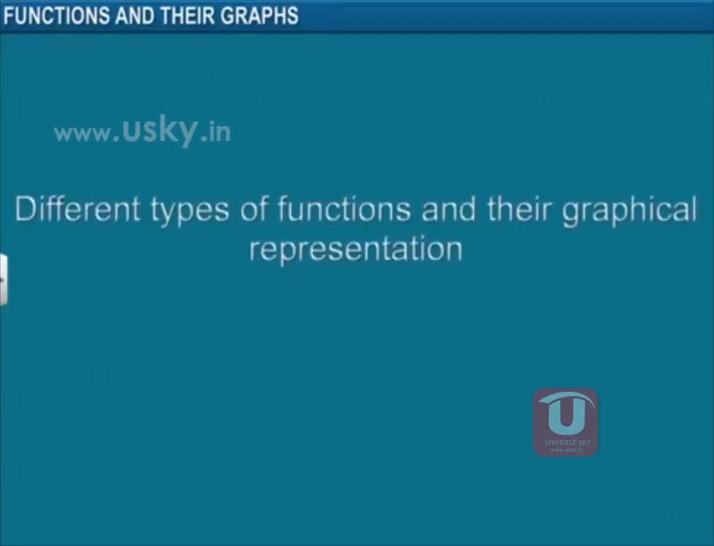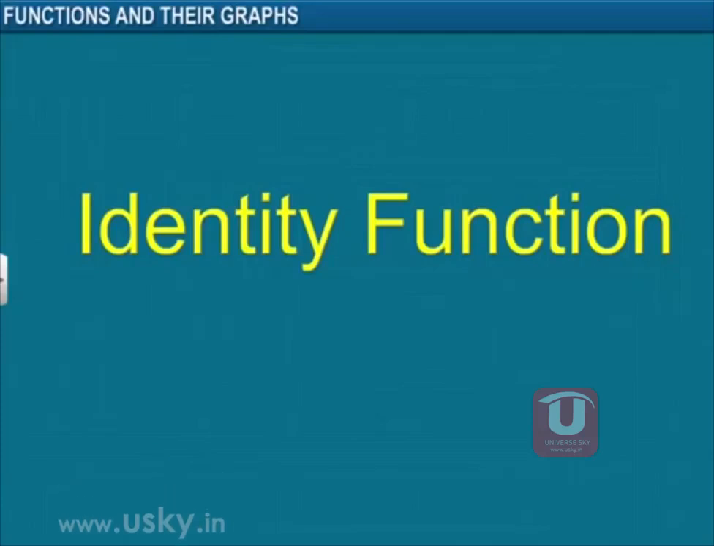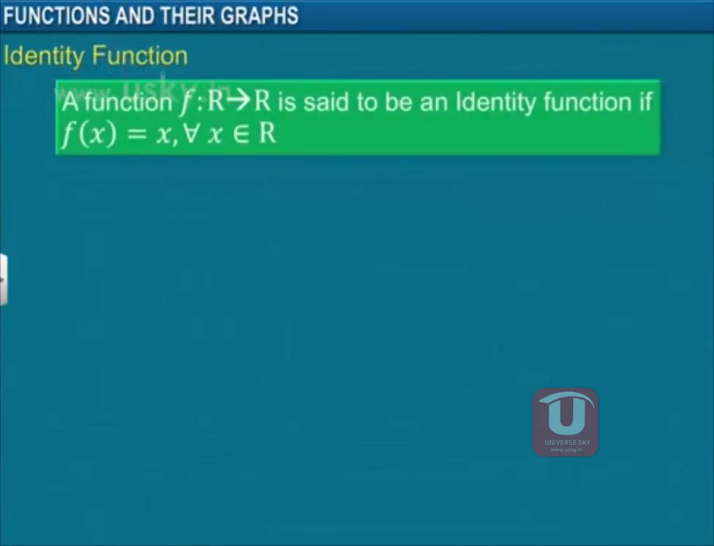Let's now discuss different types of functions and their graphical representation. The first function we are going to discuss is the identity function. An identity function is a function f from set R to set R, such that f of x is equal to x for all x belonging to set R. An identity function is denoted by I with subscript R.